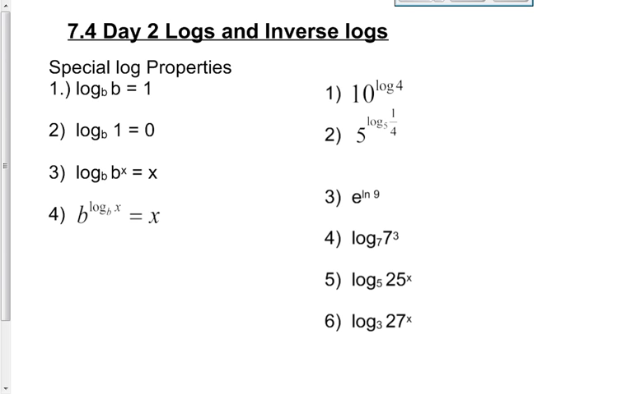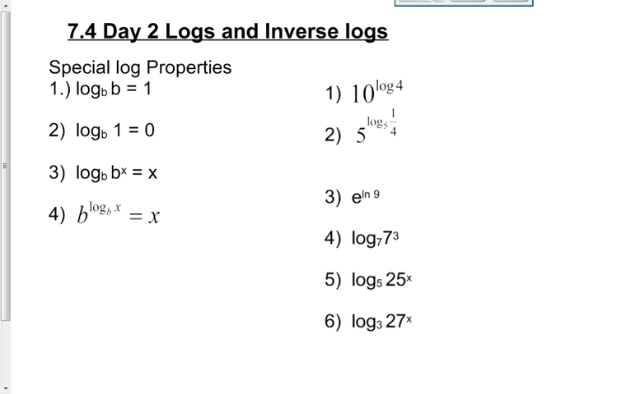Today we're looking at section 7.4, day 2, logs and the inverse logarithms. Yesterday we looked at two special log properties. Log base b of b is always equal to 1, and the second one was log base b of 1 is always equal to 0.